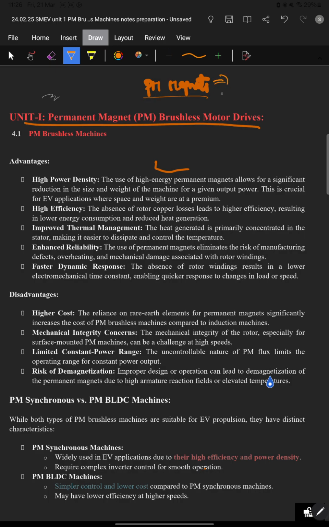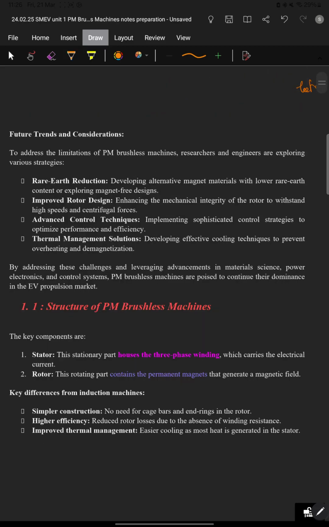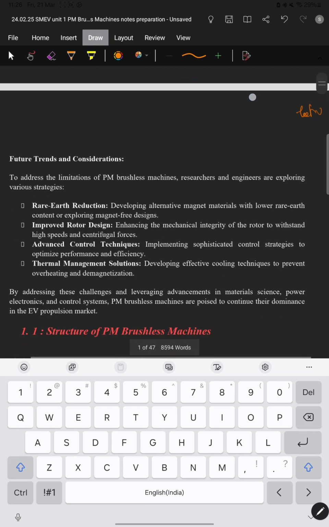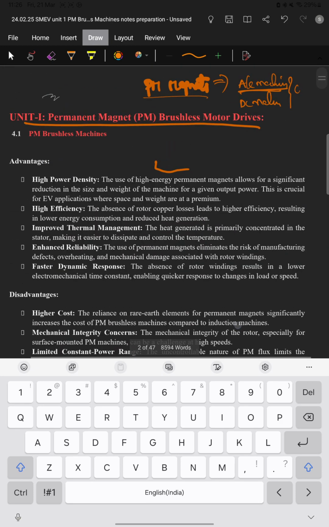Why do we need to go with the permanent magnets? So in general, in AC machines or in DC machines, we use electromagnets.